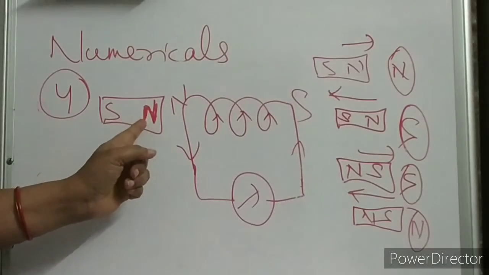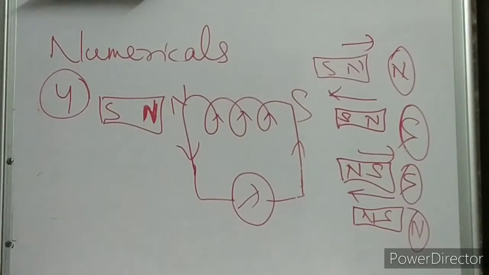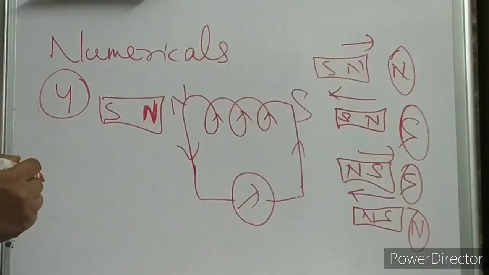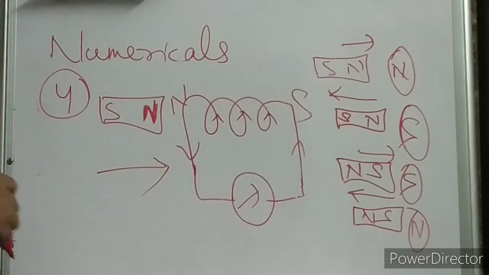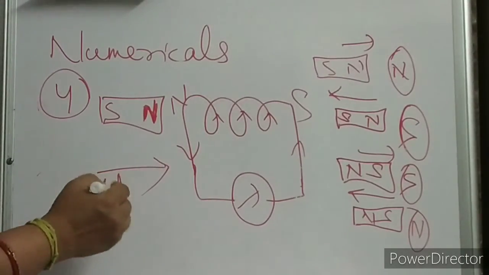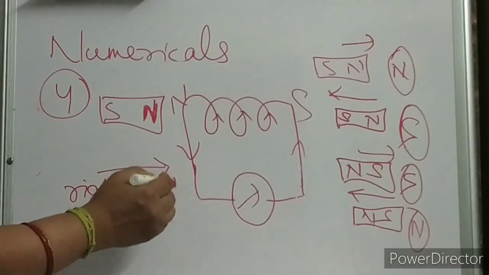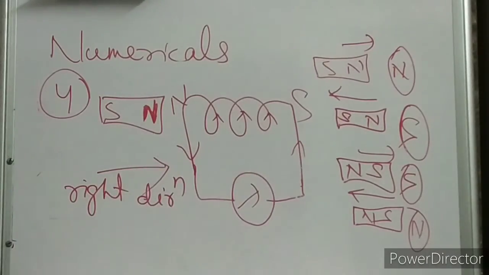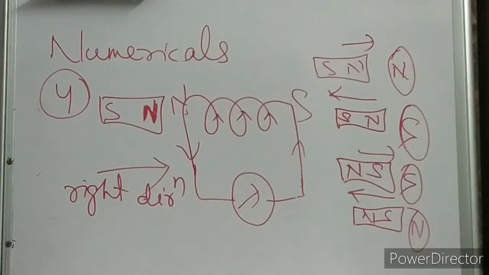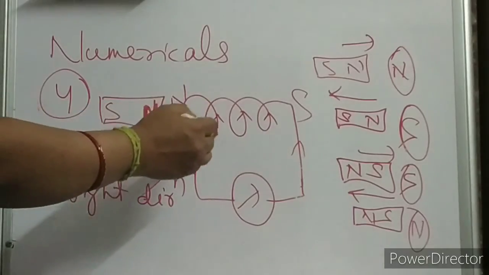Here north pole. So in which way is your magnet moving? See, children. Magnet is moving in the right direction. That's why north pole has appeared on the face of the coil. Clear?